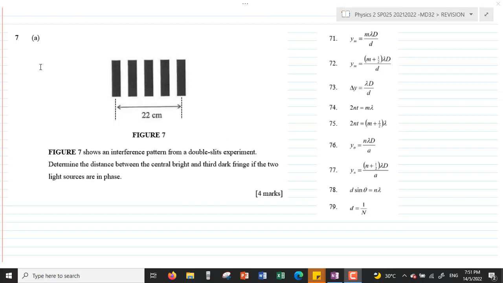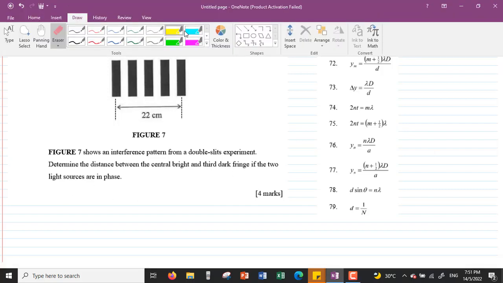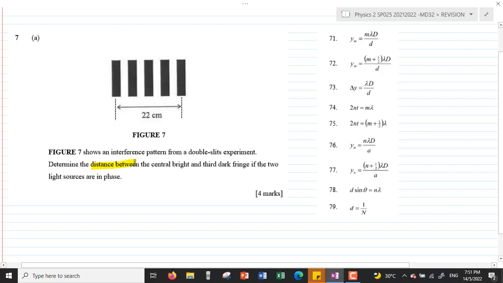So, boys and girls, we have question 7a. We are given figure 7 showing the interference pattern from a double slit experiment. We want to determine the distance between the central bright and the third dark fringe if the two light sources are in phase. So the question asks us to find the distance from the central bright to the third dark fringe. If we refer to the list of equations given, we are going to use equation 72, whereby y_m represents the distance of the m-th dark fringe from the central bright.